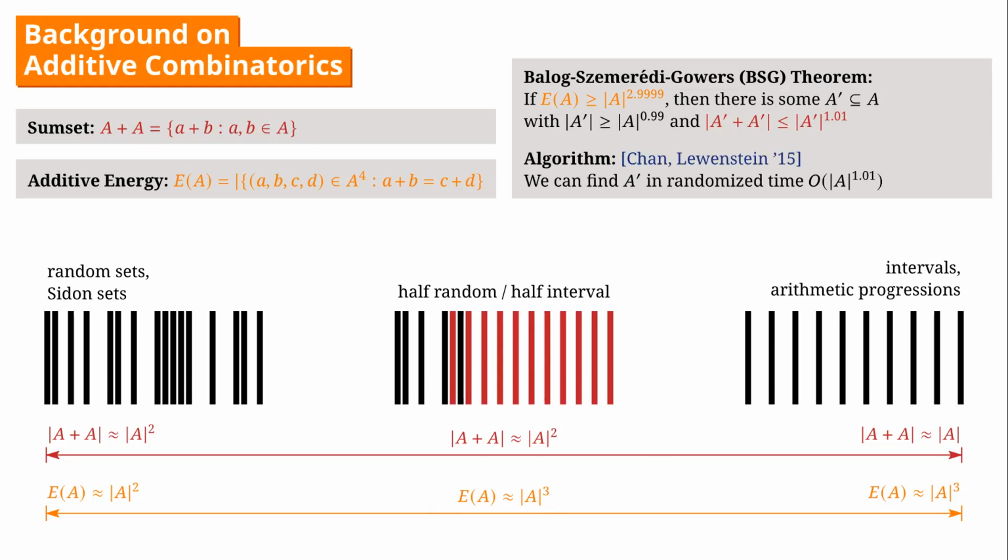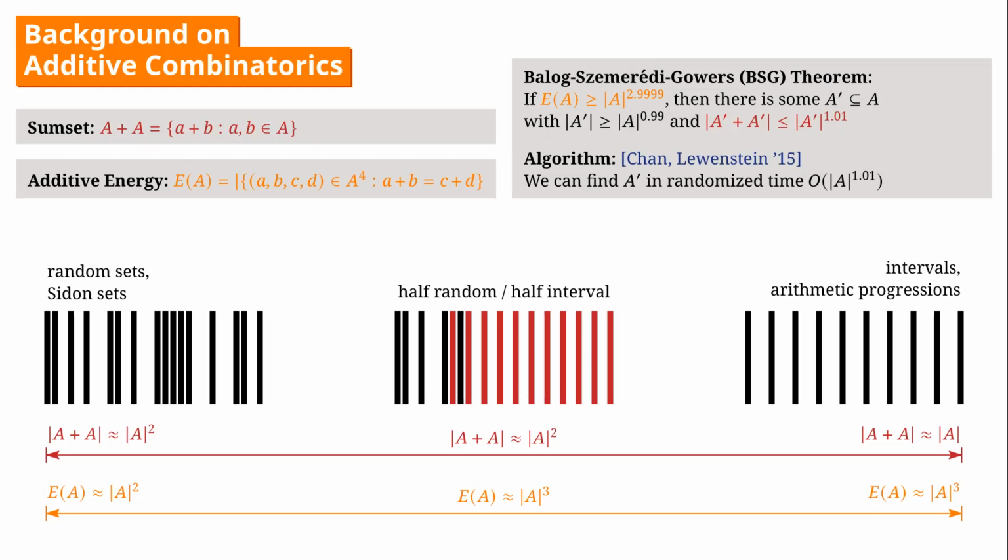Okay, and it turns out that by Charlie Levenstein, it's already also known that you can find the set A prime very efficiently, say in randomized time, well, A to the 1.01 in the size of A. By the way, I have instantiated this theorem with constants that will work for our proof. Obviously, it's much more general, but for the purpose of this talk, we will not think about this general variant, rather about exactly these weird constants. They don't matter too much.